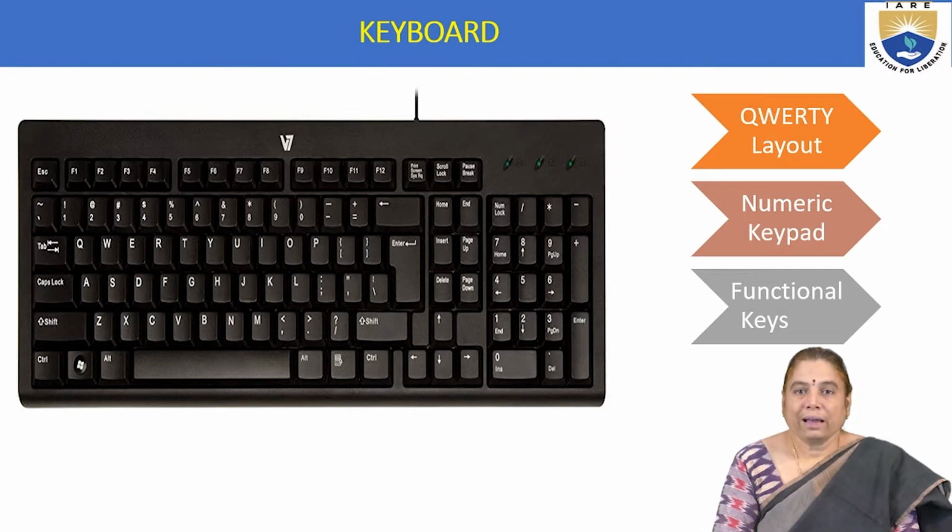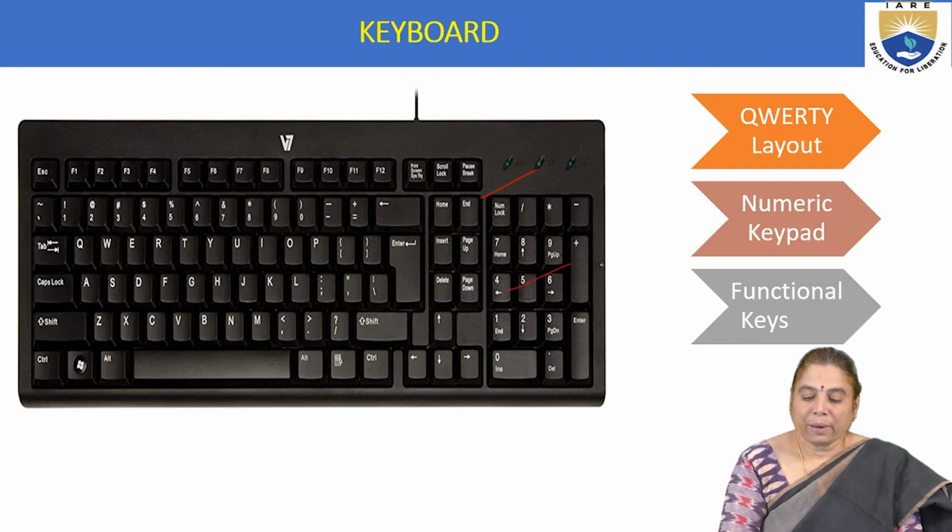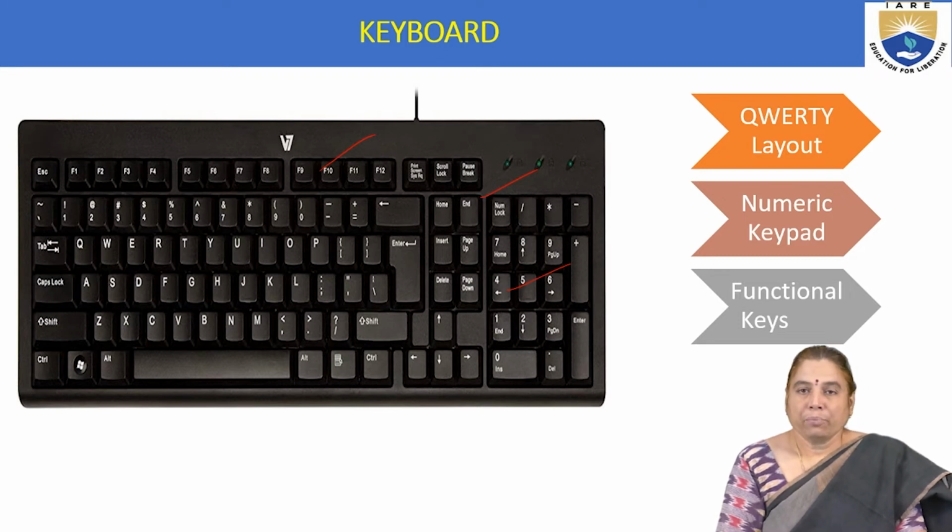So this is the layout of the keyboard. It is similar to the typewriter. QWERTY is the layout of the typewriter. So this is called the QWERTY layout, which has the alphabets. A numeric keypad is also there, and function keys are located on the top of the keyboard. The function of these keys can vary from software to software.